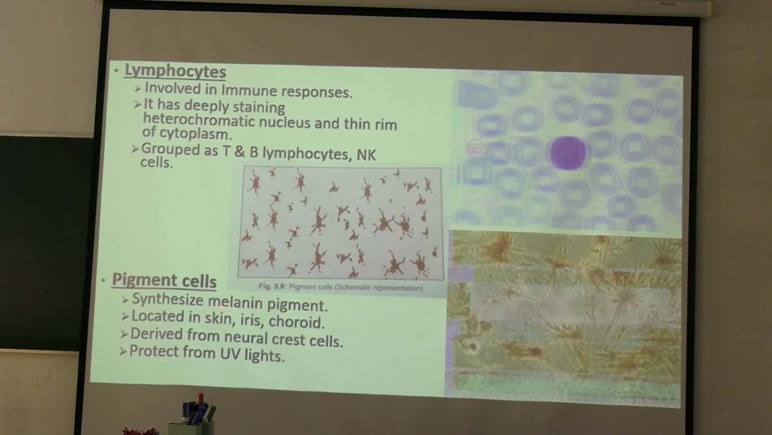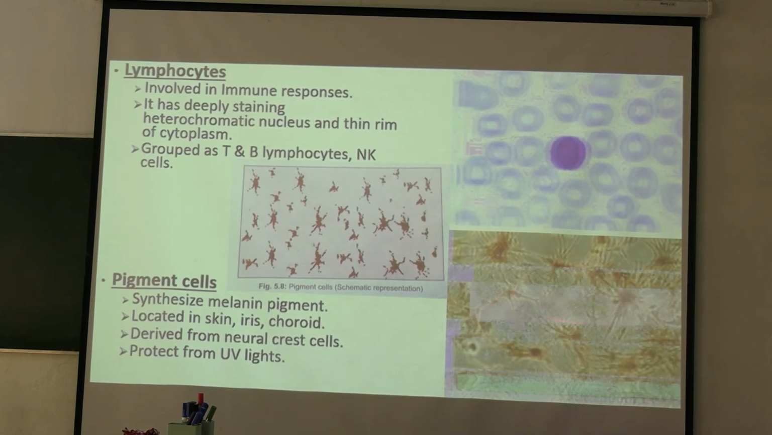Next we go to the pigment cells. They synthesize melanin pigment. Okay, here this is a schematic representation of pigment cells located in the skin, iris and choroid, where it is black stained. Okay, choroid is black, iris is also black, and in skin, hair is located. Here it has this pigment cell. That's why hair is black in color. Okay, derived from neural crest cells, they protect from UV light. This is the function of the pigment cells.